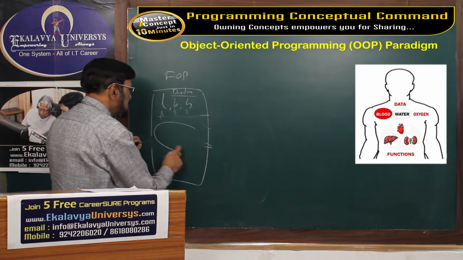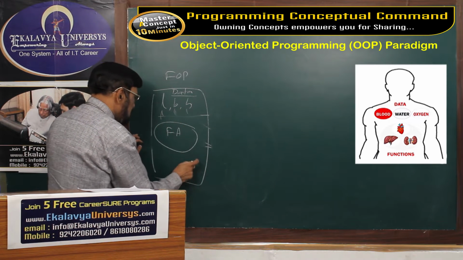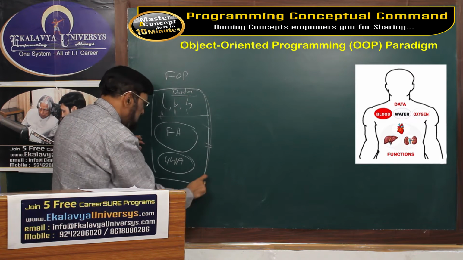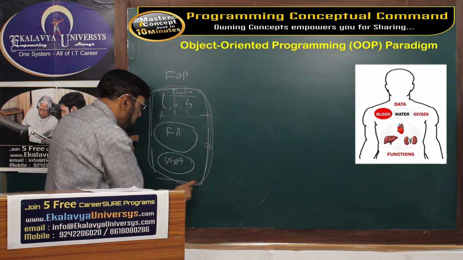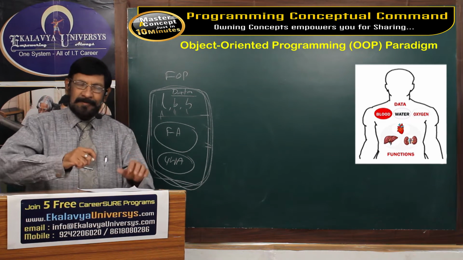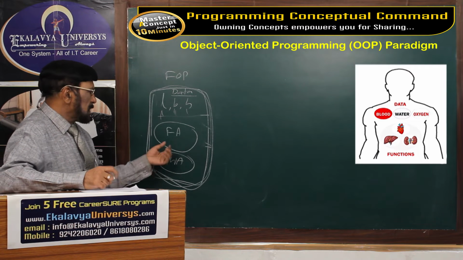Here, where are the functions? This is a floor area function. This is a four walls area function. Within the body, these are encapsulated, meaning integrated as one unit. Here, the magical thing is, for floor area, what is required?